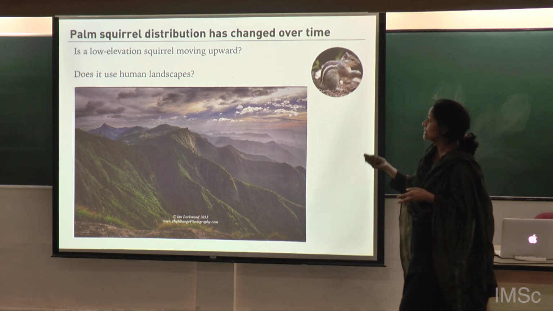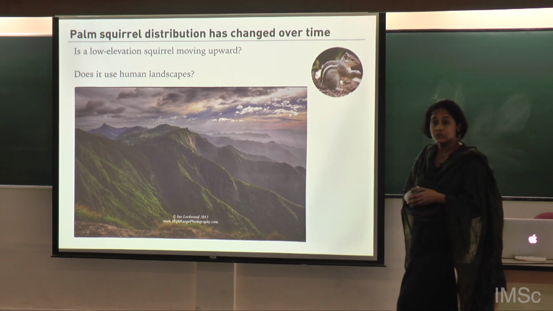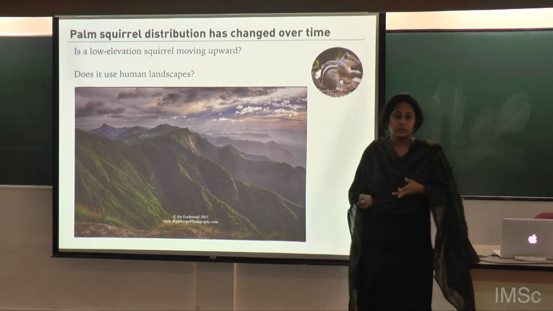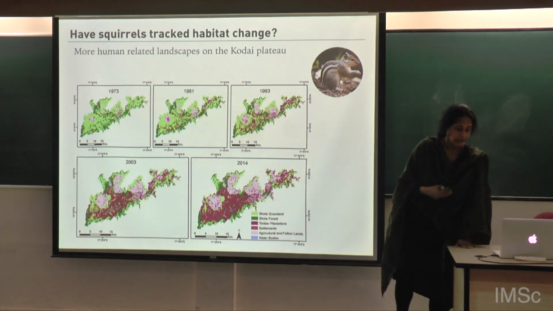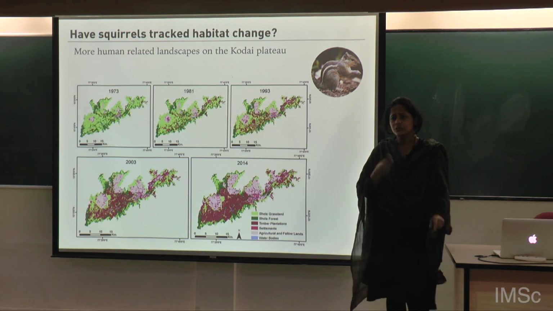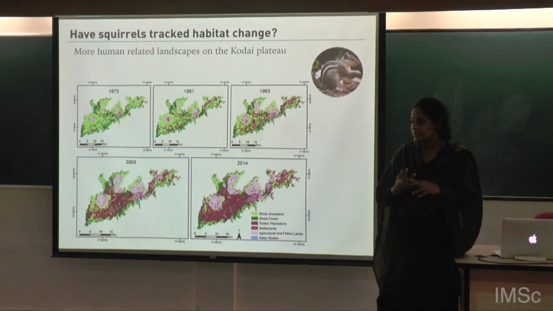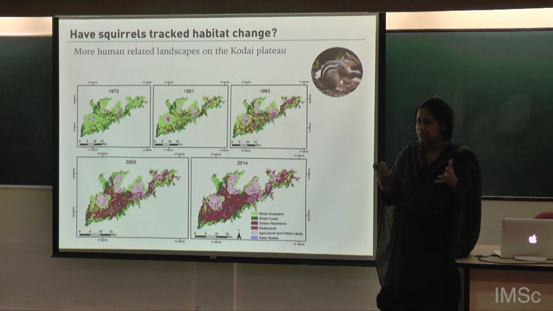So the basic question we started with was, is a low elevation squirrel moving upward? And how does it do this? Is it using human landscapes? So these are the two things that we are working on. So we started working on the Kodaikanal plateau, which is 2,000 meters average elevation. We started doing some preliminary work there a few years ago, and we realized the 3-striped palm squirrel is all over Kodaikanal. And it shouldn't be here. This is 2,000 meters. It's not at this elevation anywhere else in the Western Ghats.